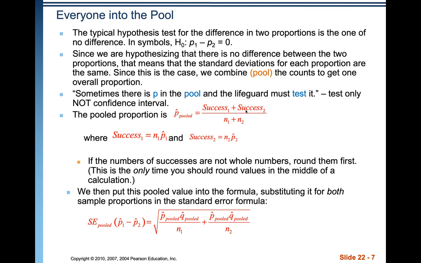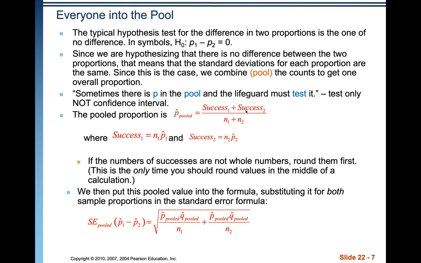Now, this only happens with hypothesis tests, not confidence intervals. And a cheesy way to remember it is sometimes there is pee in the pool and the lifeguard must test it. So we have to test the water when we think there is pee in the pool. So pooling only goes with testing of P. All right, so testing, not confidence interval. When we get to other things like means and such, nobody else, just P.